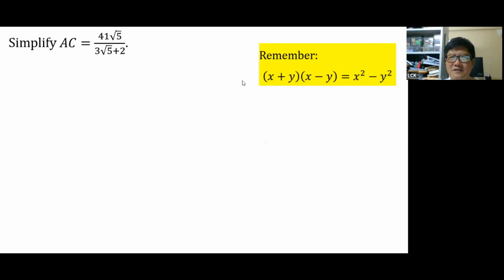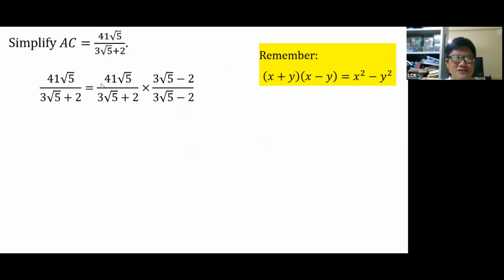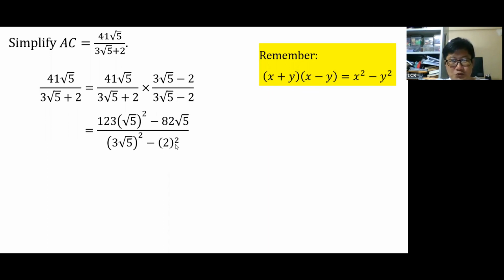So to simplify this, you remember that you just multiply by 3 square root 5 minus 2, top and bottom. It's a plus 2 here, so multiply by minus 2. And why do you do that? You do that because you want to turn the bottom from a surd into a number. So here you get 3 square root 5 squared minus 2 squared. On the top, 41 times 3 is 123 square root 5 times square root 5, and 41 times 2 is 82 square root 5.